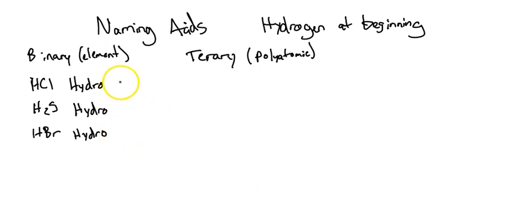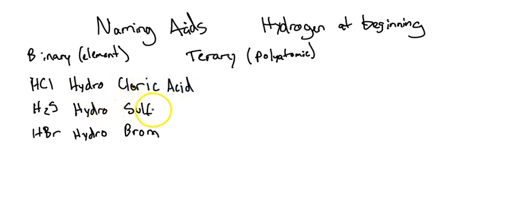So in our first one, we have chlor. In this one, we have sulf. And in this one, we've got brome. And then the last thing we're going to do is write ic and then acid. So we've got hydrochloric acid, hydrosulfic acid, hydrobromic acid. And that's how we do binaries.